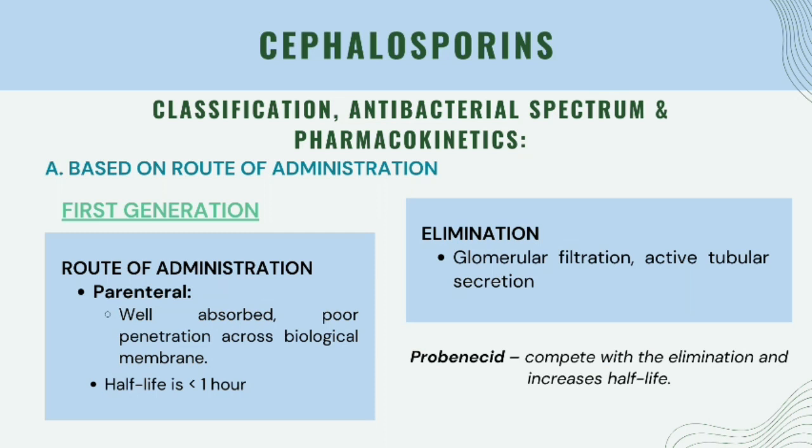Like their orally administered counterparts, most parenterally administered cephalosporins are rapidly eliminated from the body through the urine. This rapid elimination contributes to a relatively short half-life for these drugs, typically less than 1 hour. Cephalosporins, like many antibiotics, undergo elimination primarily through renal processes involving glomerular filtration and active tubular secretion.